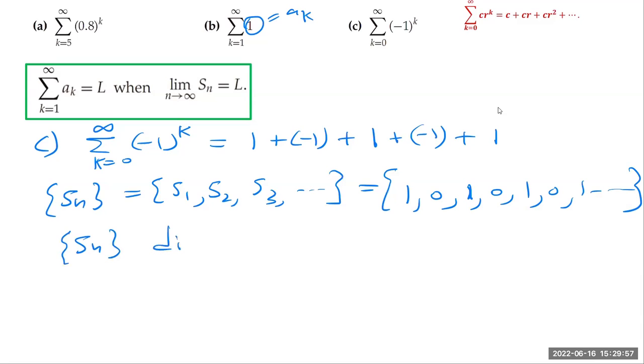Sn diverges. What does that tell you? That tells you that the original series also diverges. That implies that the series sum from k equals 0 to infinity of minus 1 to the power k diverges.